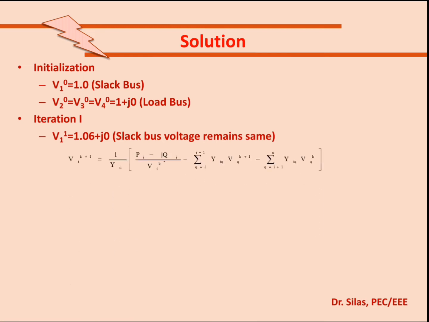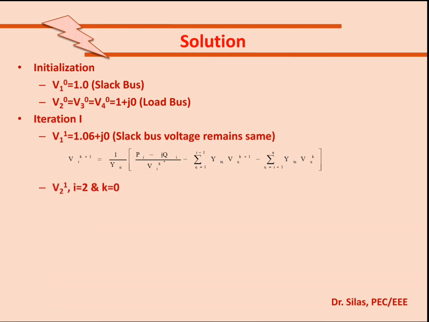So now this is the equation by which we have to determine the voltage. V_i^(k+1) is equal to 1 divided by Y_ii, times (P_i minus jQ_i divided by V_i^k conjugate, minus summation of q equal to 1 to i minus 1 of Y_iq V_q^(k+1), minus summation of q equal to i plus 1 to n of Y_iq V_q^k).